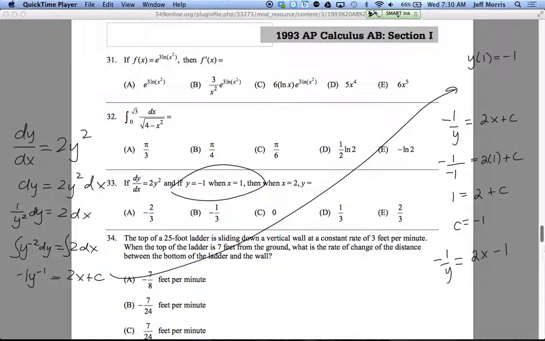Have I even answered the question still? No, what's the question? When x is 2, what's y? Now you can plug 2 in for x and solve for y. So what's 2 times 2? 4 minus 1. So you got negative 1 over y is equal to 3. Cross multiply, you'll get 3y is equal to negative 1. What's y equal? Negative 1/3.